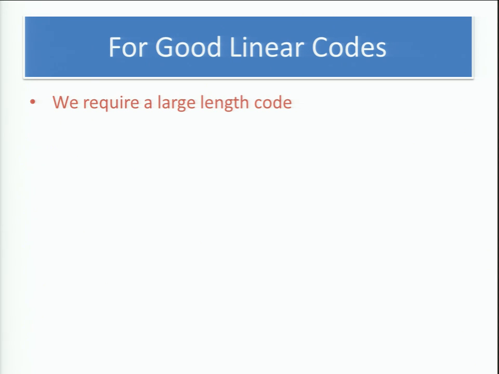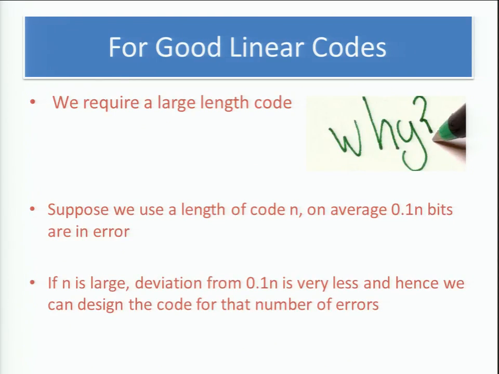So there is a reason why large length codes are required, and we'll just see why. Suppose I take a code of length n. What did our binary symmetric channel say? With 0.1 probability I will get an error. The bit will be flipped, right? So on an average 0.1n bits are in error.